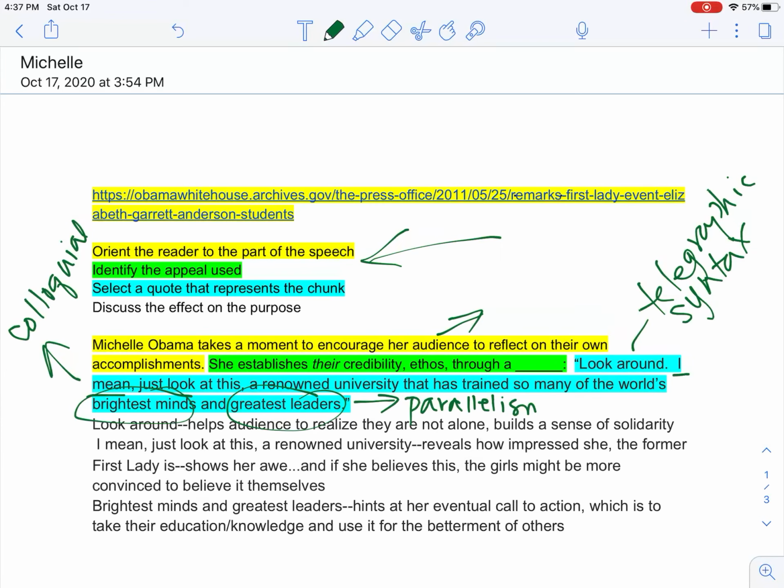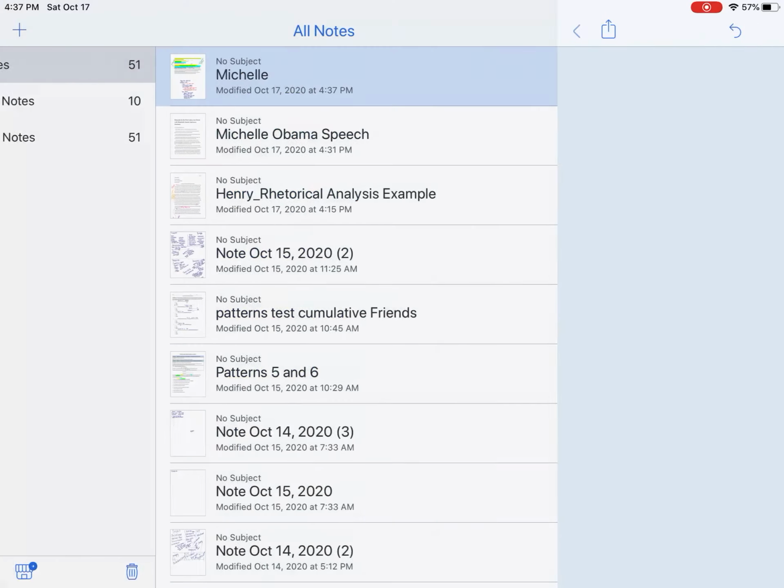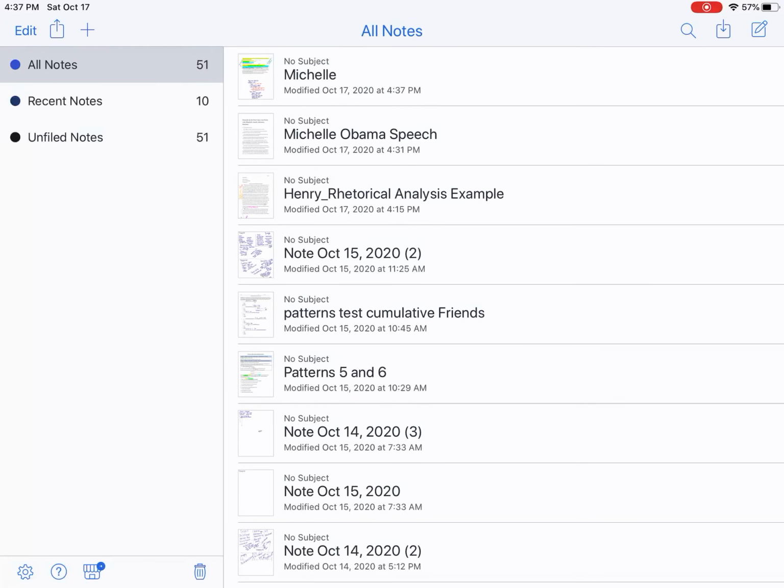I mean, if she is impressed by you, that really means something, which leads to, if she's impressed, then maybe I should be a little bit impressed in myself. Maybe my confidence can build and I can do something for others, and it all kind of works together. So you'll keep on doing this until you've completed your speech.